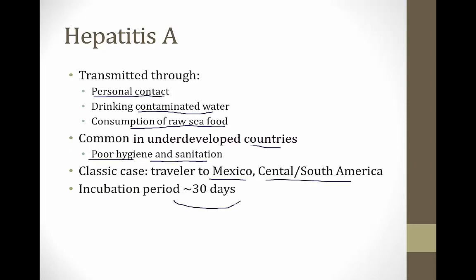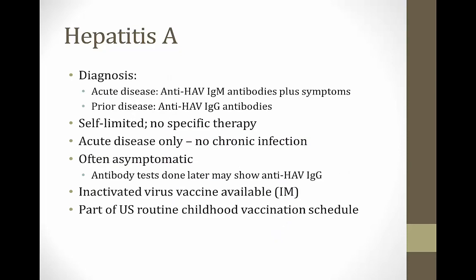And the virus has an incubation period of 30 days, so someone may develop acute hepatitis symptoms a month after they come back from one of these countries. You can diagnose an acute hepatitis A infection by finding anti-hepatitis A IgM antibodies in a patient who has typical symptoms of acute viral hepatitis.